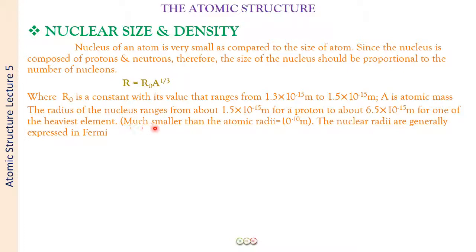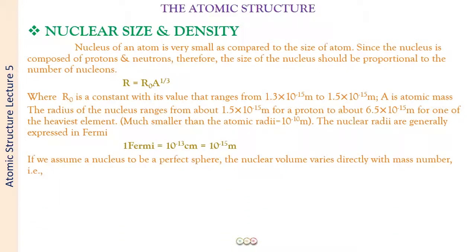And then this is much smaller a number than the atomic radii, which is 10 power minus 10 meter. Many a times these questions have been asked: the values of the radii of the atom, the values of the radii of the nucleus. So please do remember these figures. And the nuclear radii are generally expressed in Fermi, where 1 Fermi is 10 power minus 13 centimeter or 10 power minus 15 meter.